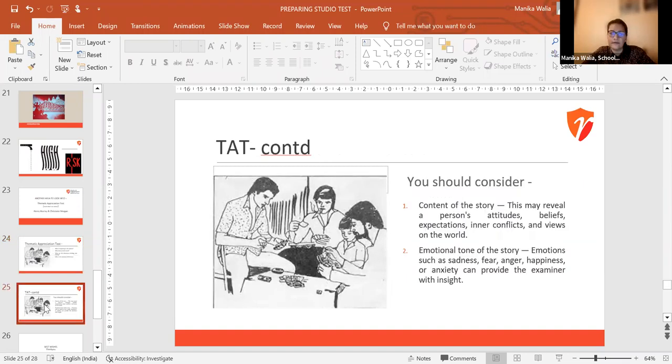So the important thing to consider would be that this may reveal what a person's attitudes, beliefs, or expectations are, or that there are some conflicts going on. What is the complete worldview this group of people want to have? Then there also has to be some empathy. Design is all about others. It's a human-centric approach, so you have to have some empathy angle. When I say empathy, I mean there has to be some emotional tone of the story, whether there's sadness, fear, anger, or happiness, and you have to think from that point of view, not your point of view. So that is how empathy with a state of emotions is what you have to consider.